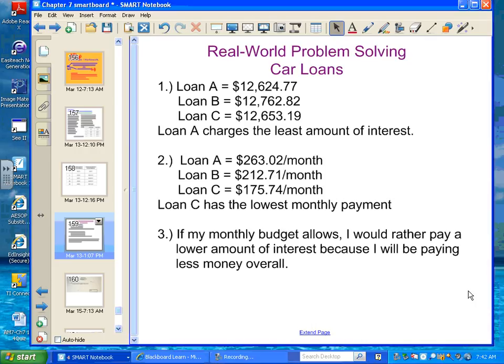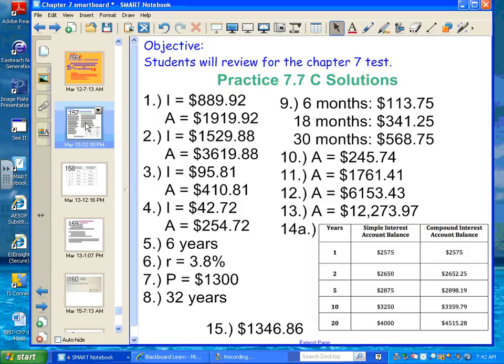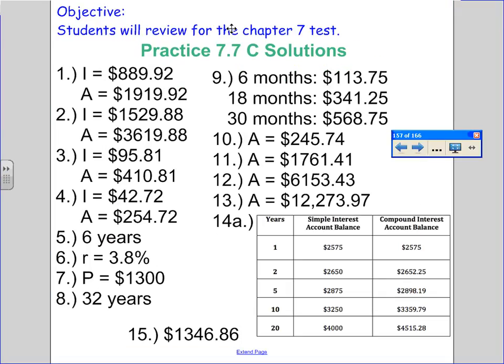Okay, our objective today is to review for the Chapter 7 test. I'm going to go back to this for a second. Here were the answers to 7.7c, so if you're absent, please make sure you check these. Those of you that are here, what questions do you have on 7.7c? So let's start there. Greta, what number?